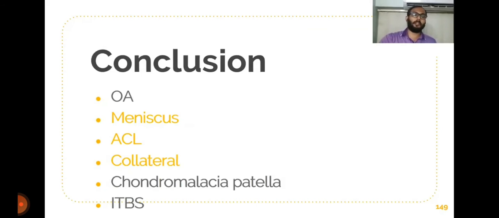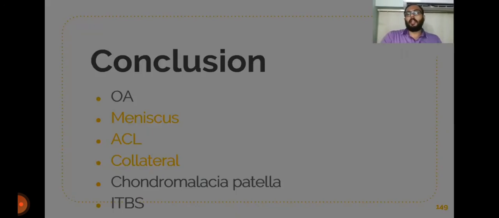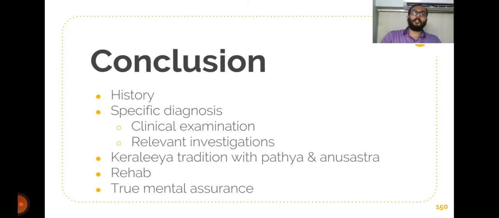Coming to conclusion, please remember the management protocol of osteoarthritis we explained. Regarding meniscal tear, ACL, and collateral ligament tear, the injury management protocol is very significant in all these 3 conditions. And regarding chondromalacia patella and ITBS, I already explained the management protocol. History of injury and pathology, both are important. How the injury occurred, it definitely gives the provisional diagnosis.